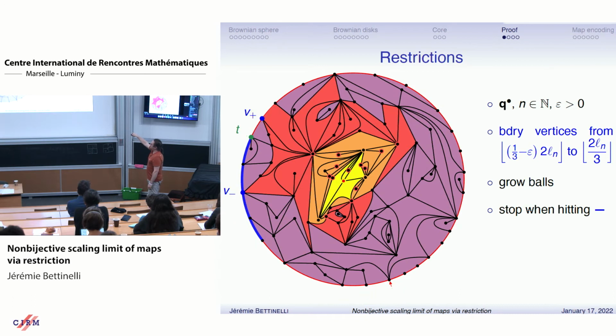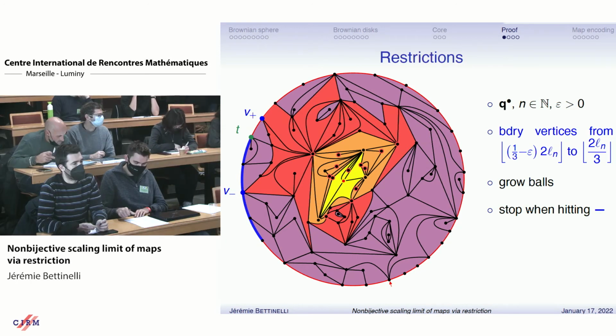I call V minus the point where the ball touches the blue part. Of course, it could touch it at multiple points. In this case, I take the closest to my T here. That's just a technicality. And then I call V plus the first point after T of the ball. Of course, it's possible that the ball does not touch on the other side, but this is something that will happen with negligible probability. So here again, I will remove this.